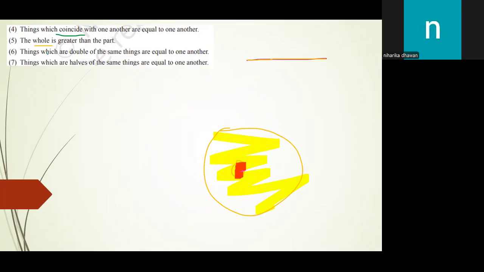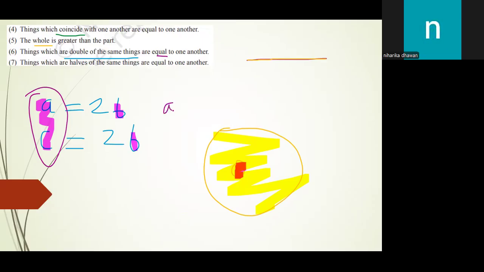Let's look at the next axiom now. Things which are double of the same thing are equal to one another. Suppose A is double of B and C is also double of B. It means these things are double of the same thing, B. So this implies things which are double of the same thing are equal to one another. So this implies A is equal to C.